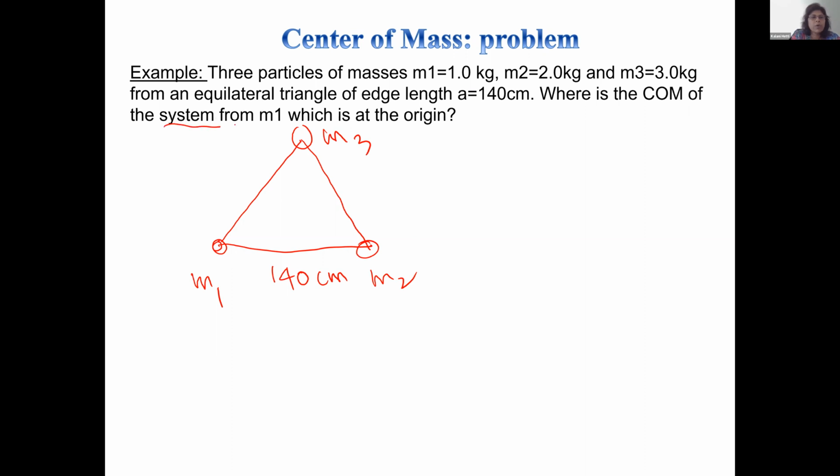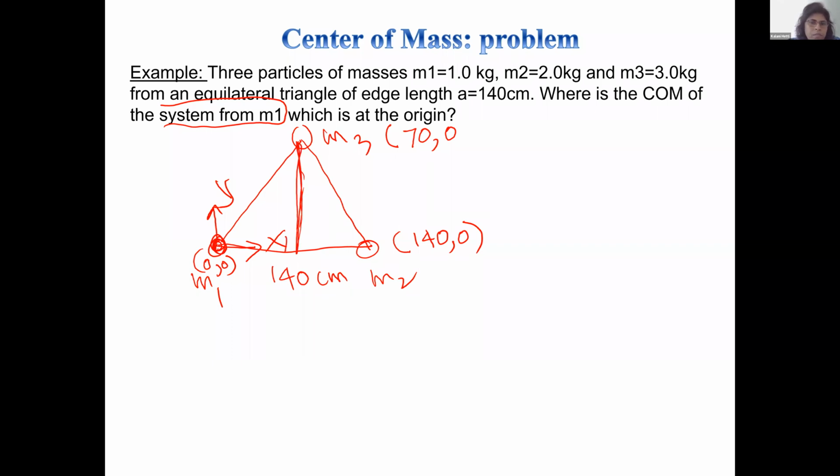That's what I said earlier, measure from M1. That means you're going to select M1 as your origin, the X and Y 0, 0 point. After that, you're going to find the center of mass of the system by using your formula. M2 is sitting at 140 and 0, and M3 is going to sit exactly in the middle, right? That will be 70 on the x-axis, and on the y-axis I need to find this height.